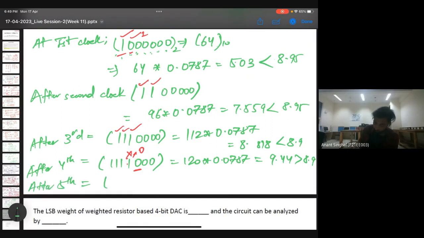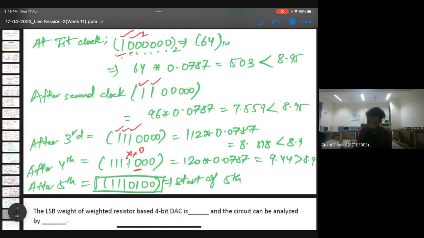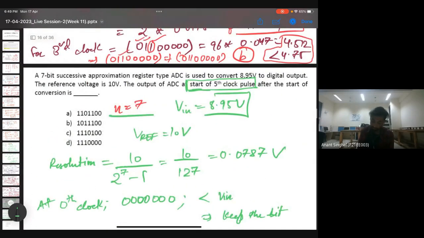After the fifth, we don't need to check for the same, since the question says that we need to check it just at the start of the fifth. So this will be the start of the fifth. The final answer will be this only, which is 1110100111, which is option C.